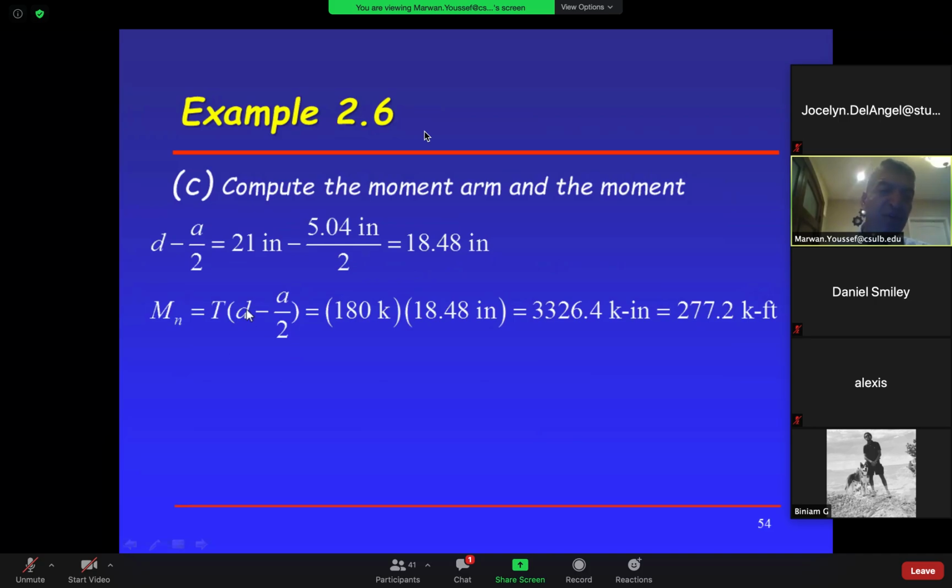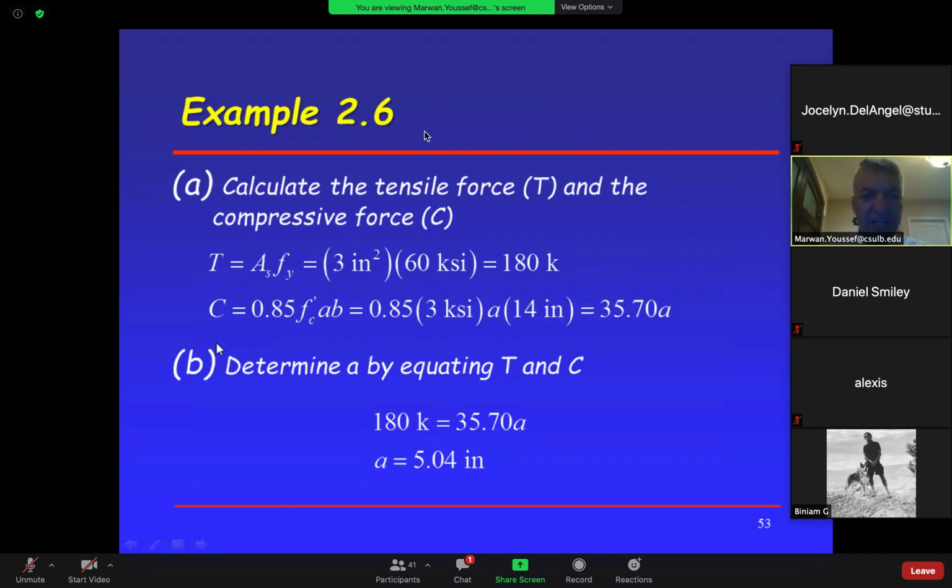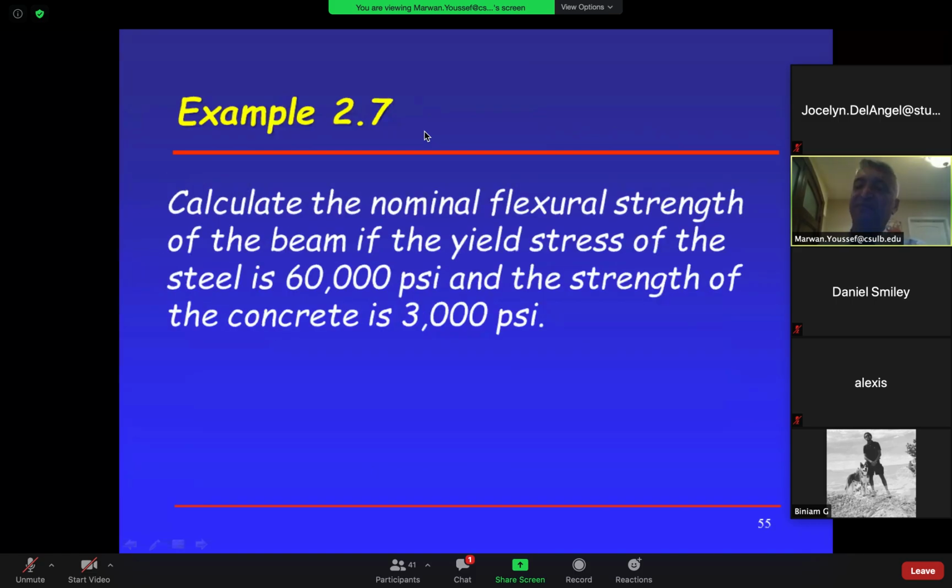But most of the time we use T. Why is that? Look at C. C is this. I don't know A. Then if you want to get C, you have to get A and substitute it here to get C. But T is already there, so you're going to get the same answer. You understand? So it's easier to use T, but you can try it at home. Put 5.4 here. This is going to get 180. Same question, same answer. Any question on that?